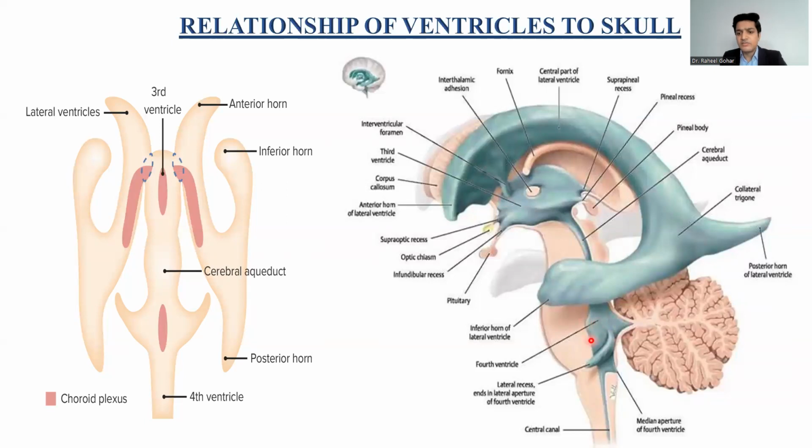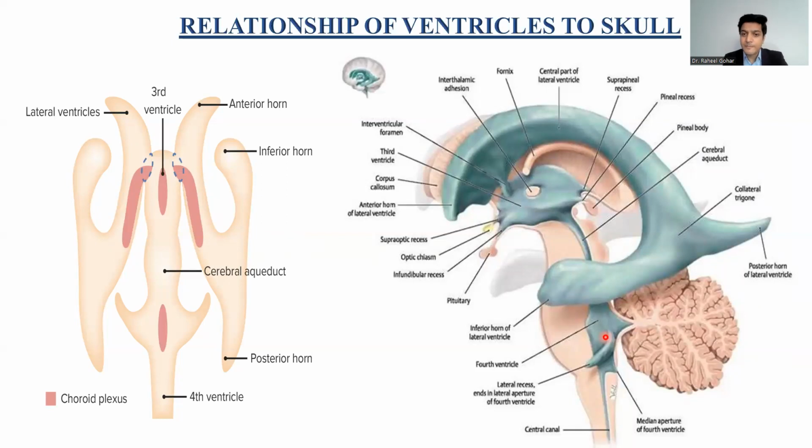Then this one here is the fourth ventricle. The fourth ventricle is connected with the third ventricle via this aqueduct of Sylvius, also known as the cerebral aqueduct. Then finally, the fourth ventricle opens laterally via the foramen of Luschka into the subarachnoid space, and posteriorly via the median foramen, known as the foramen of Magendie. And then finally, the CSF comes into the subarachnoid space around the brain and around the spinal cord.